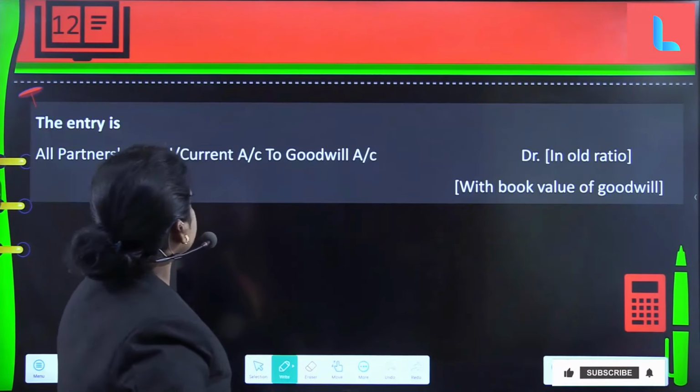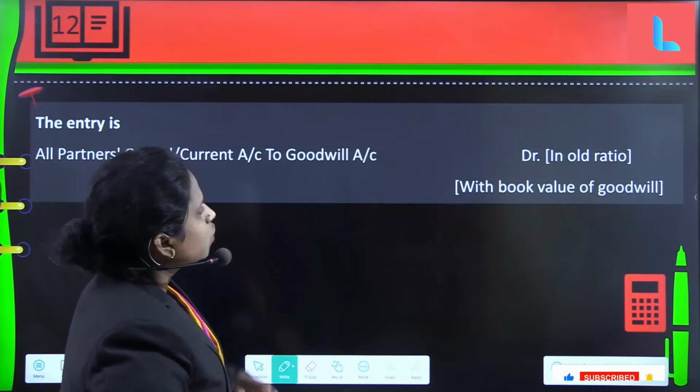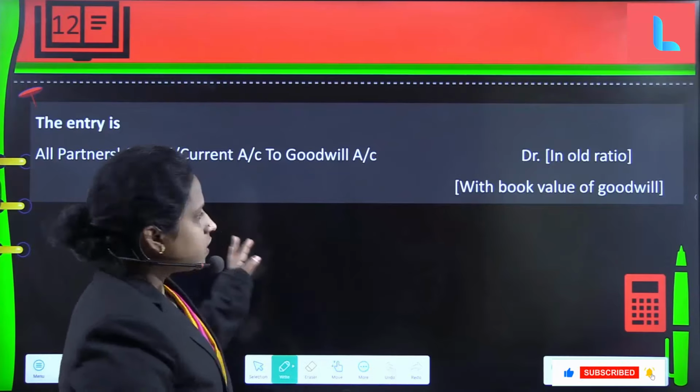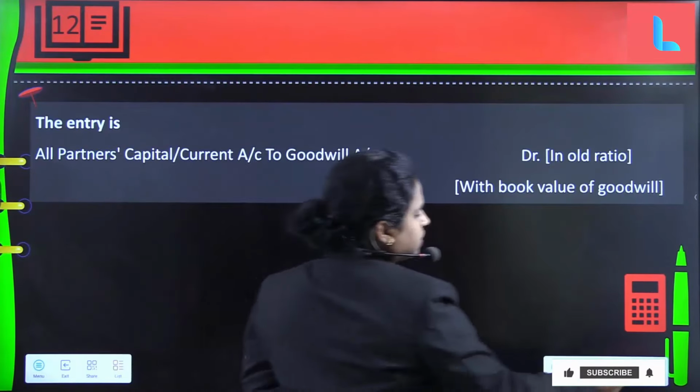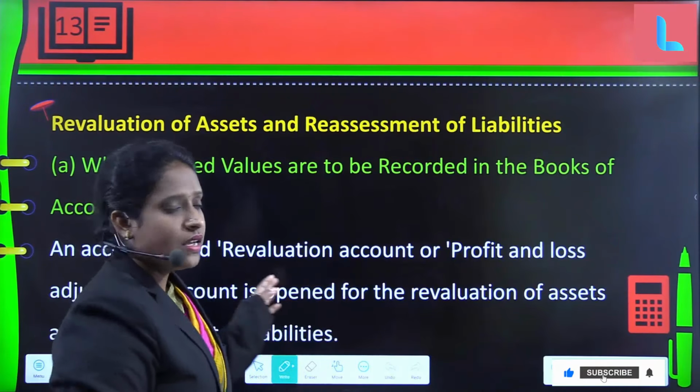So the entry is: all partners' capital or current accounts debit to goodwill account, being the write-off with the book value of goodwill. That is the entry that we have to pass here. Revaluation of assets and reassessment of liabilities is the next concept.